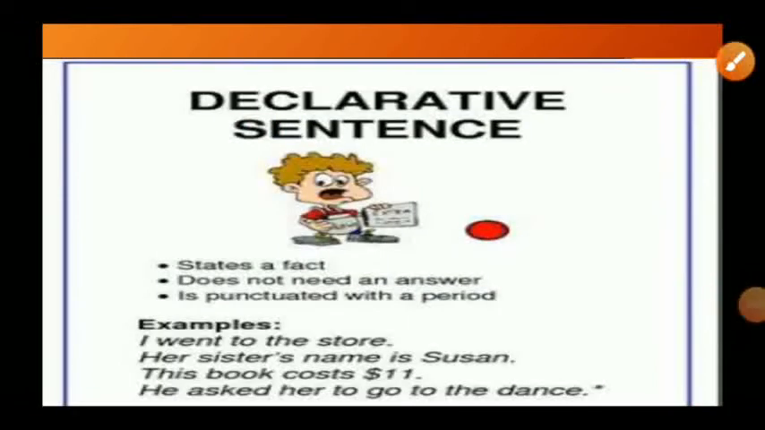Now let us see some more examples of kinds of sentences. First is declarative sentence. Examples: I went to the store. Her sister's name is Susan. This book cost $11. He asked her to go to the dance. So all these sentences are declaring something, so we will call them declarative sentences.